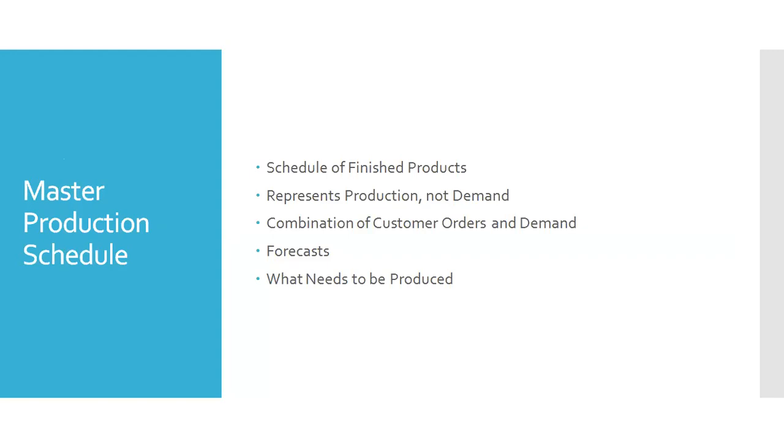You have the schedules according to your time for finished products, at what time the products you are making are being finished. It represents production, not the demand. It is basically related to production and a combination of customer orders, demand forecast, and what needs to be produced. So all of that is there in the master production schedule.